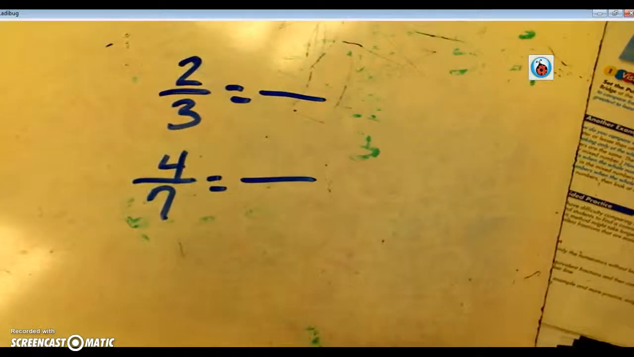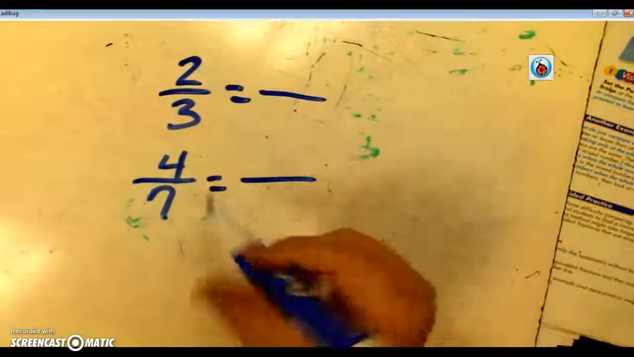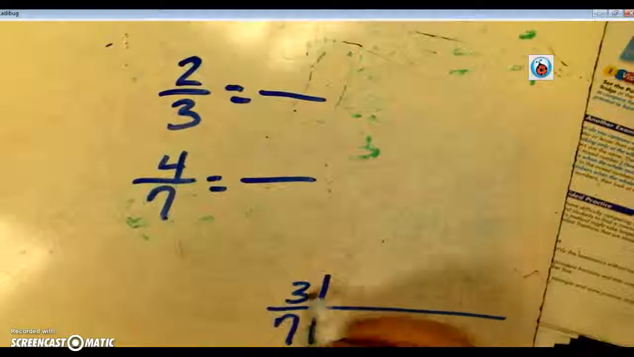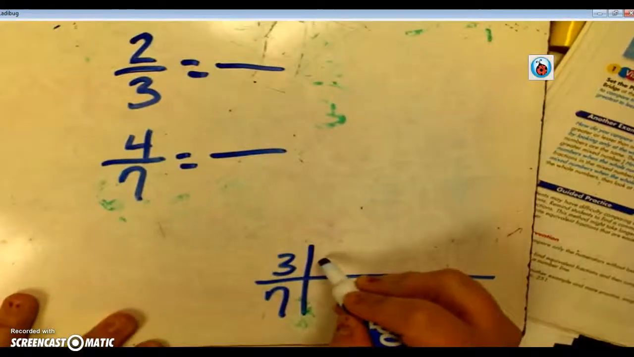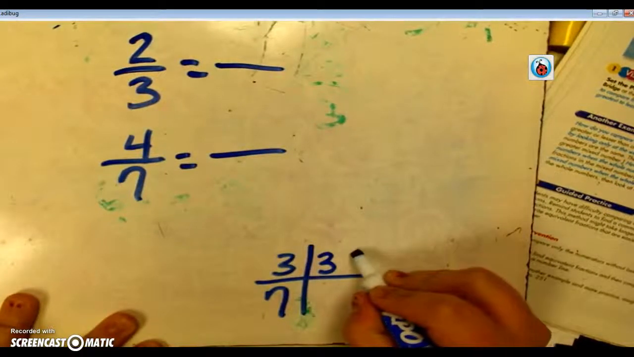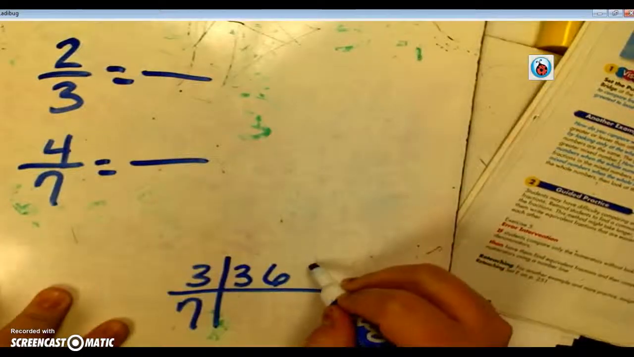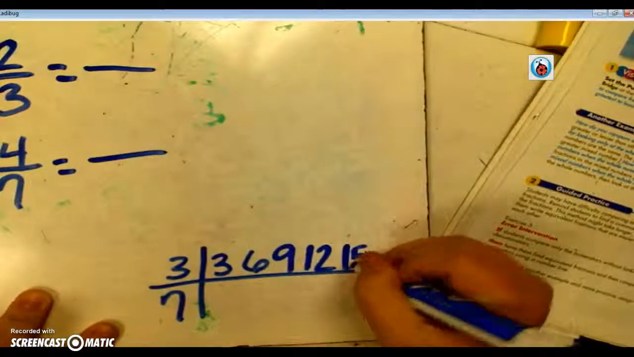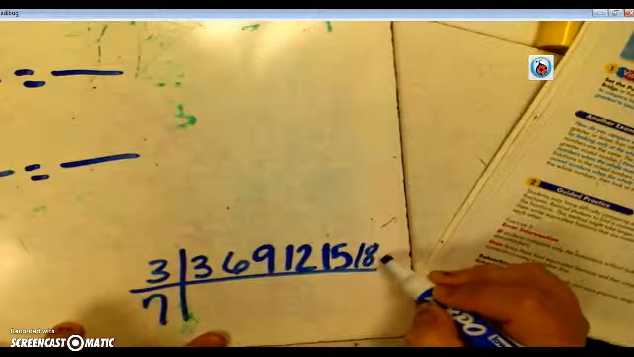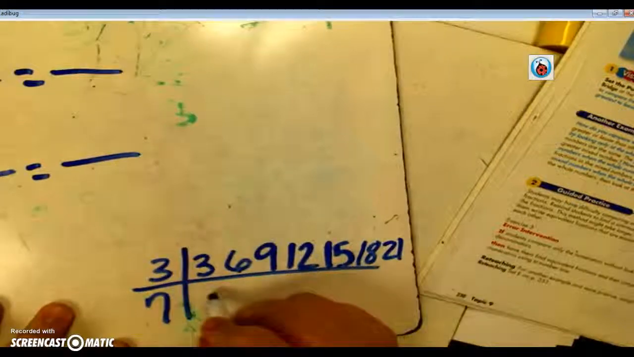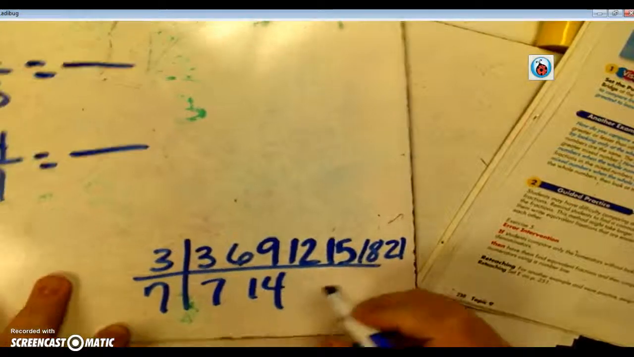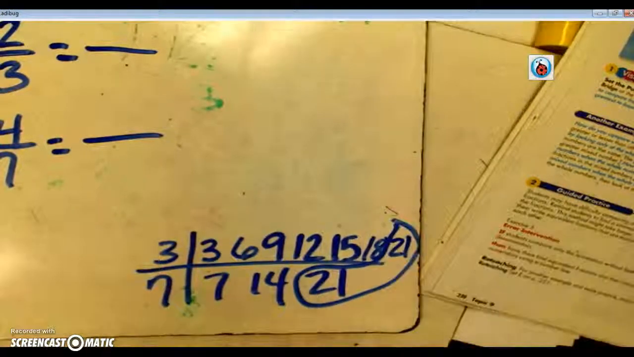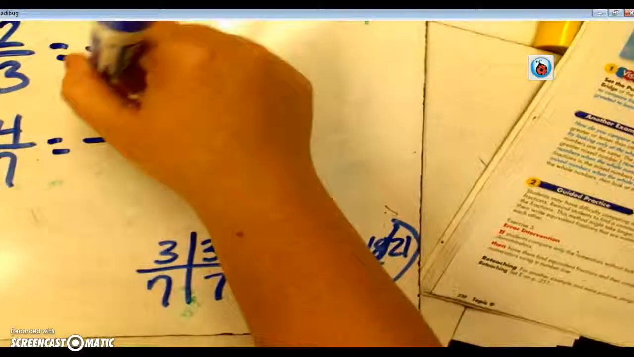I can create equivalent fractions by listing the multiples of 3 and 7. 3 times 1 is? 3 times 2? 3 times 3? 3 times 4? 3 times 5? 3 times 6? 3 times 7? 7 times 1? 7 times 2? 7 times 3? I have a common multiple of 21.